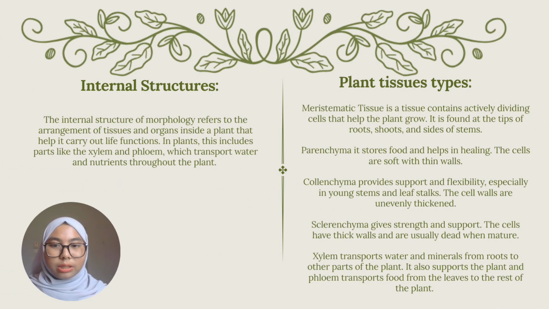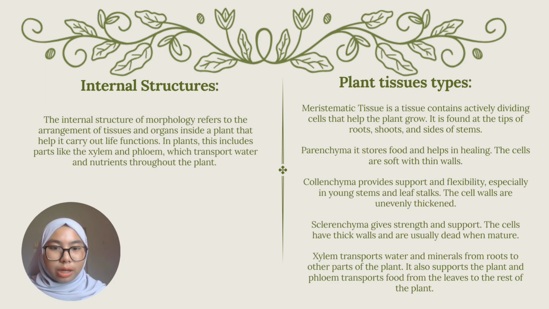Next, we have internal structure. The internal structure refers to the arrangement of tissues and organs inside the plant that help it carry out life functions. In plants, this includes parts like xylem and phloem.